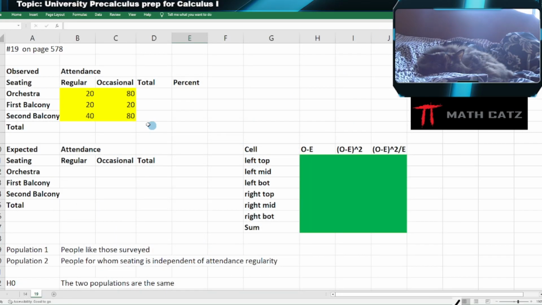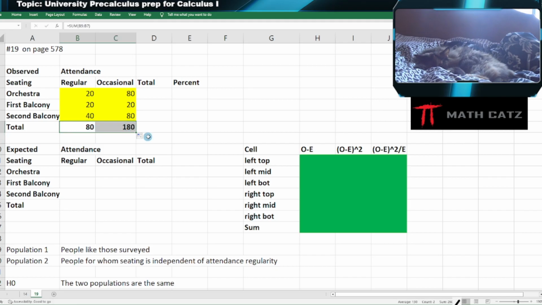So I put all the information in here for our observations. Different seating, 3 different seating categories, 2 different attendance categories. So this is my observed that I'll color yellow as the input or the given numbers. We want some totals. Now we've seen before, we'll use the sum function for that. I want to add up all of these, close my bracket, enter. Then I'm going to copy this to the right like before, double check it. Yep, it's adding up those.